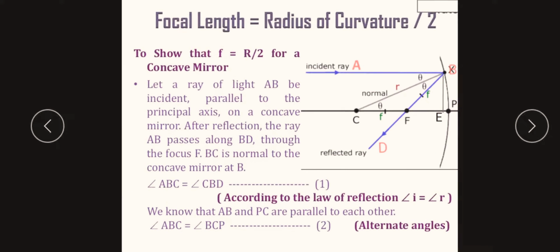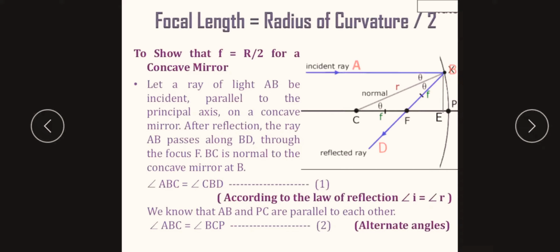Now we need to show how the focal length is equal to half of the radius of curvature. The question is: show that f = R/2 for a concave mirror. It is a 3-mark question, and it is explained as follows. First we start with the diagram. Here is the diagrammatic representation.